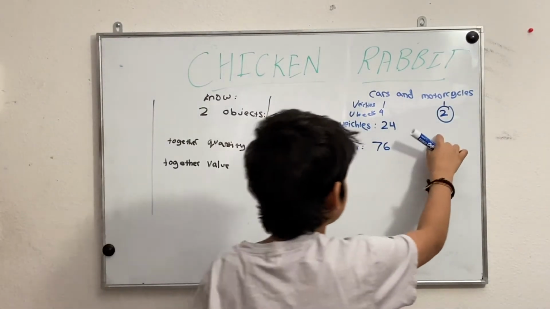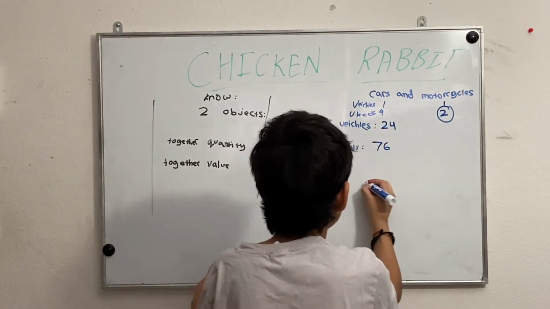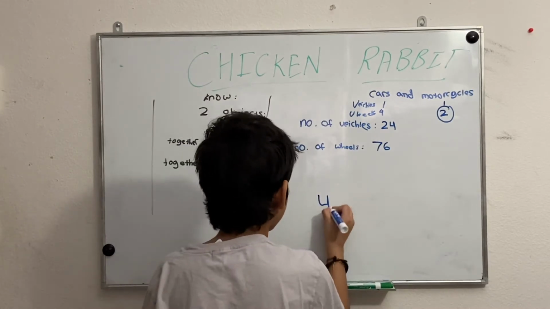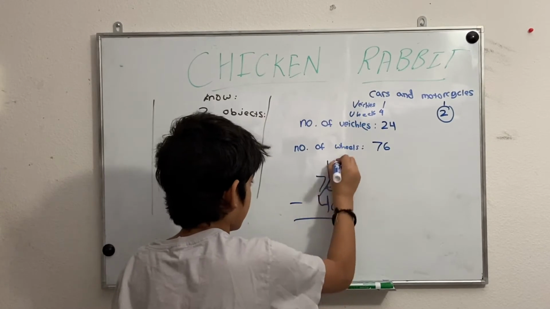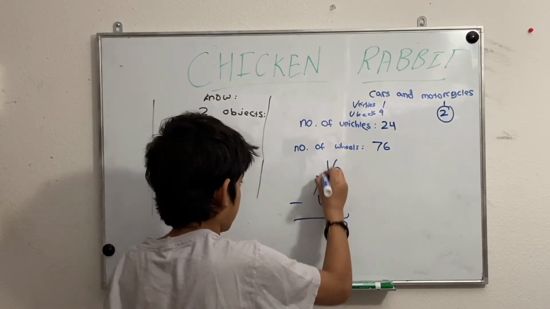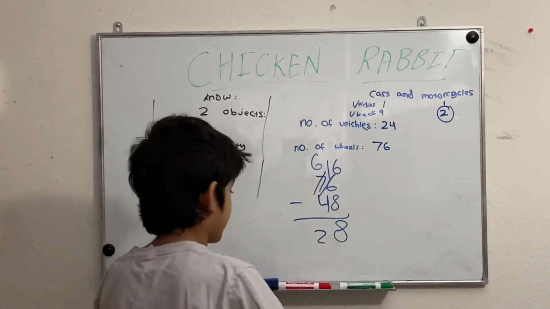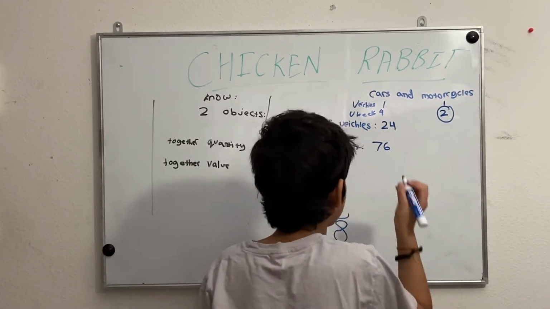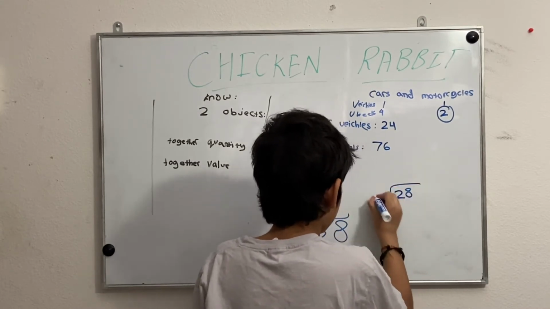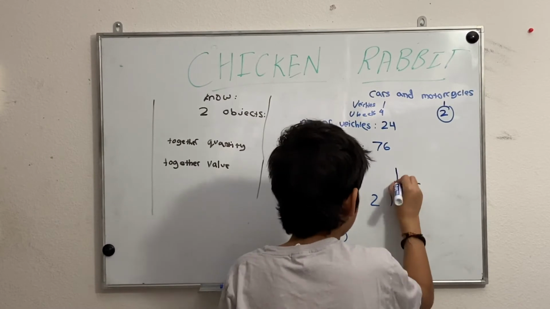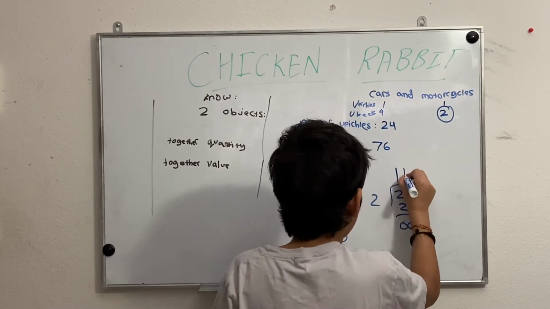Okay, so what we're going to do is multiply this by the number of vehicles. So 2 times 24, which is equal to 48. And then now take the number of wheels and subtract it, and we get 28. So that means we have 28 less. Okay, now what we're going to do is subtract them as we did: 4 minus 2 is 2. And then divide 28 by 2, and we get 14.